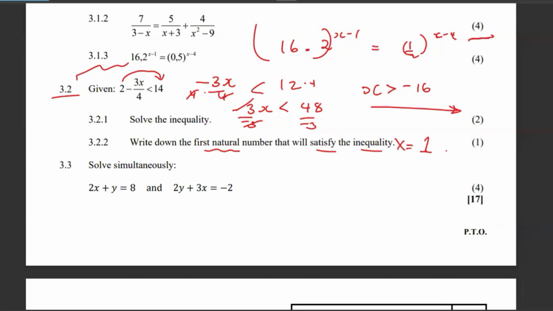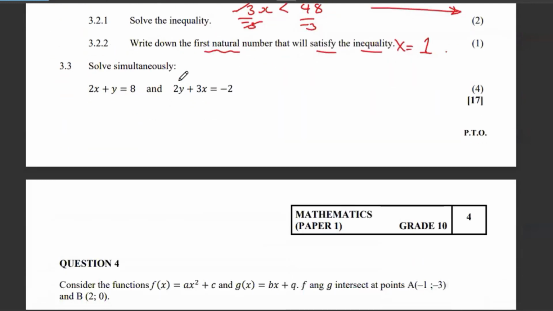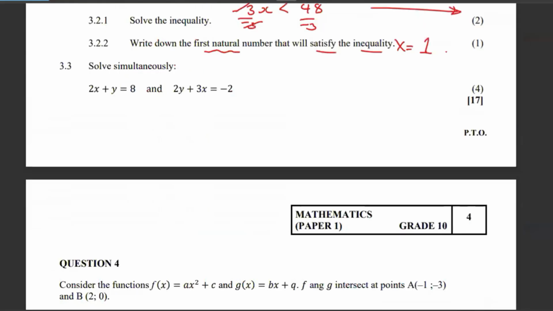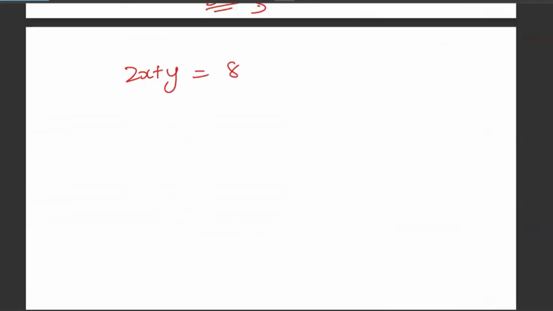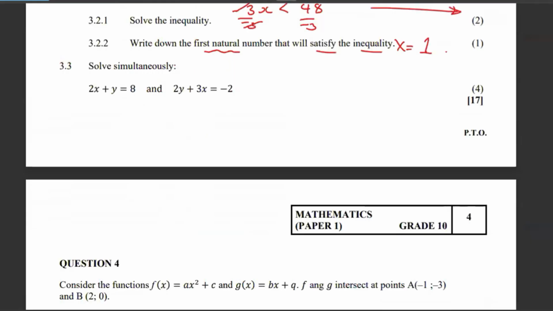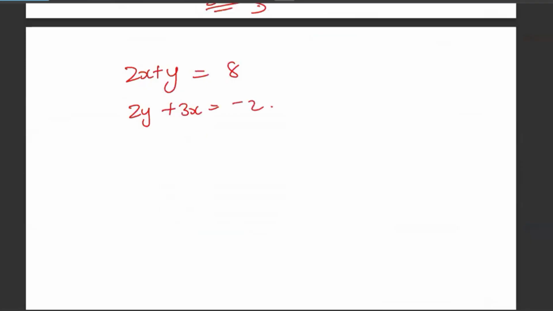Okay. Then 3.3, they want us to solve this simultaneously. So 2x plus y is equivalent to 8. And then the other equation is 2y plus 3x is negative 2. This is 3.3. Okay. So remember, we have 2 methods of solving this. We have the substitution, and then we also have the elimination.